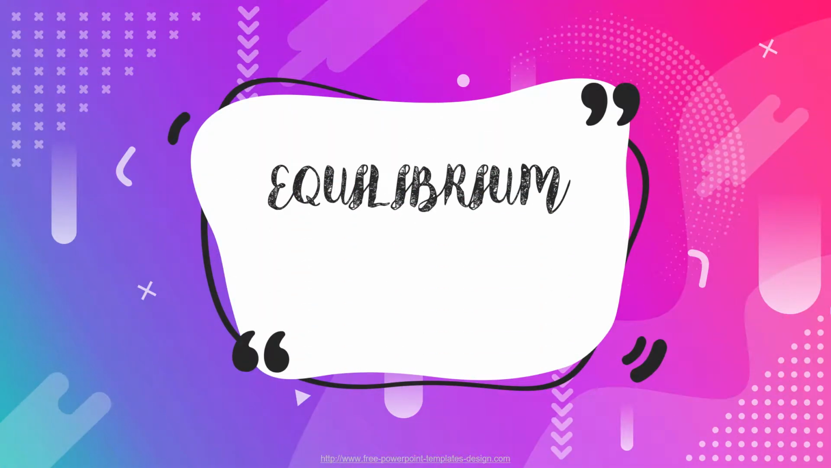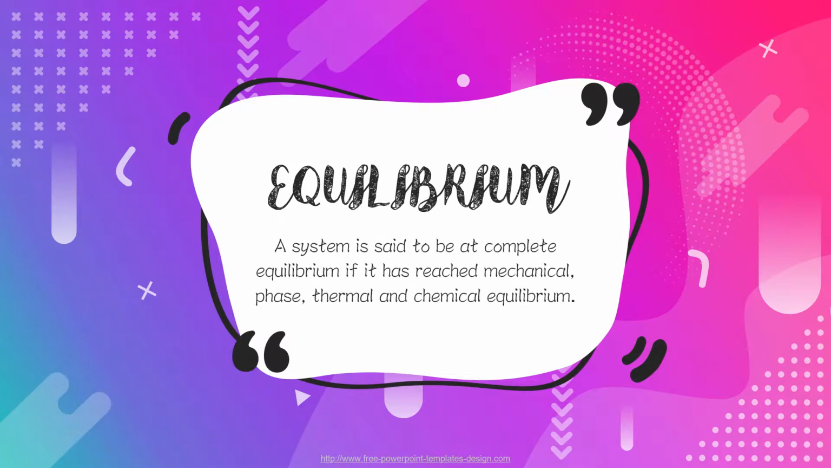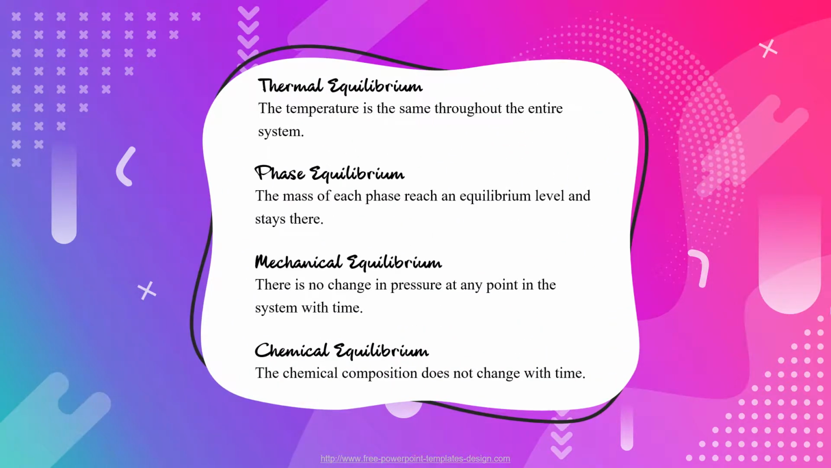Hi everyone. Today, we're going to talk about equilibrium. A system is said to be at complete equilibrium if it has reached mechanical, phase, thermal and chemical equilibrium. Here are brief ideas about what these equilibria are all about.